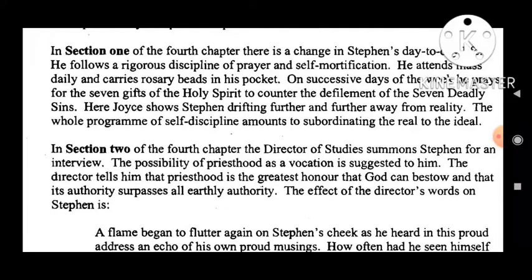On successive days of the week he prays for the 7 gifts of the Holy Spirit to counter the defilement of the 7 deadly sins. Here Joyce shows Stephen drifting further and further away from reality. The whole program of self-discipline amounts to subordinating the real to the ideal.